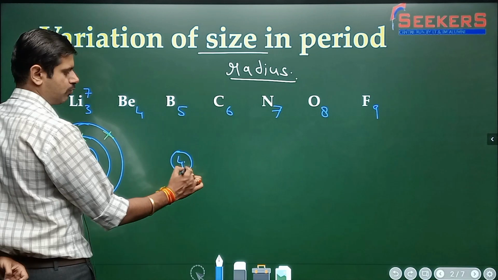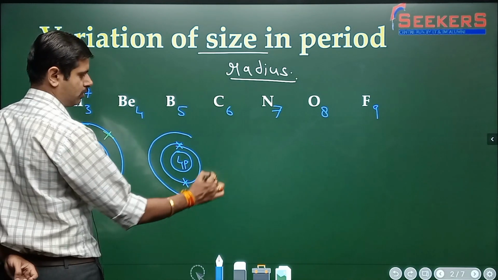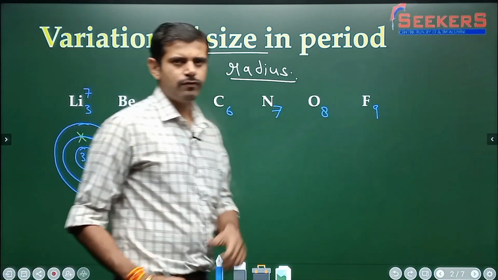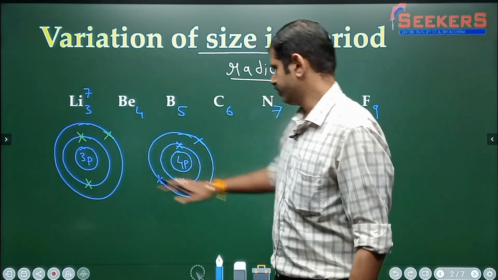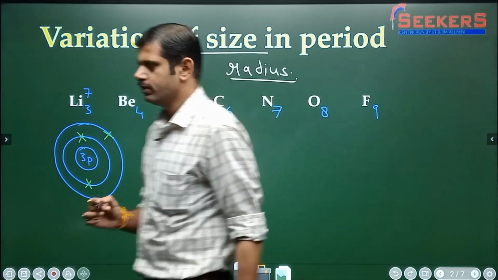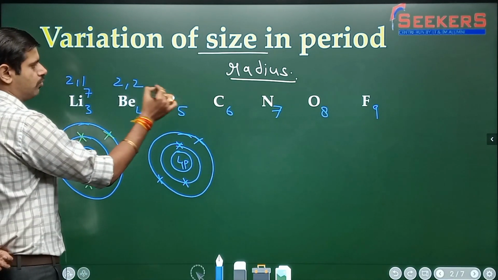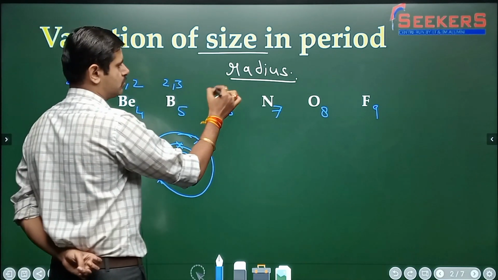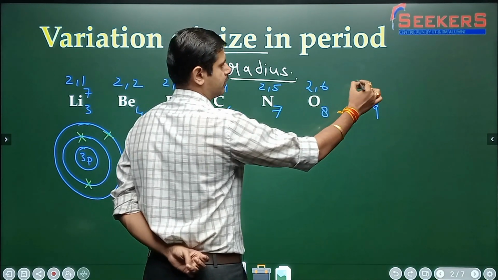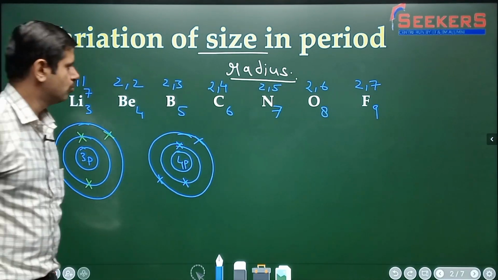Beryllium has 4 protons, shell number 1 has 2 electrons, and shell number 2 has 2 more electrons. I cannot draw exactly all the electronic configurations in this shell format. What I can do here is write: this is 2 and 1, here it is 2 and 2, here 2 and 3, here 2 and 4, here 2 and 5, here 2 and 6, here 2 and 7.